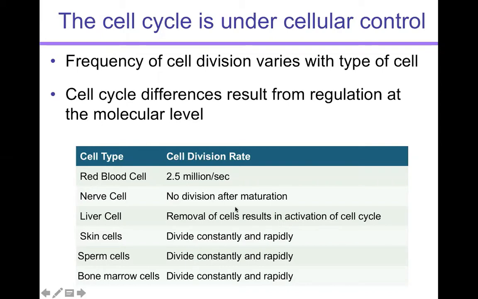But things like nerve cells, once they are born, never divide. Right? We can produce new nerve cells, but we do that through stem cells, not through division of existing nerve cells. Right? And things like our liver cells, sometimes when we have damage, will go back into that cell cycle and replace themselves. They will do that for repair.